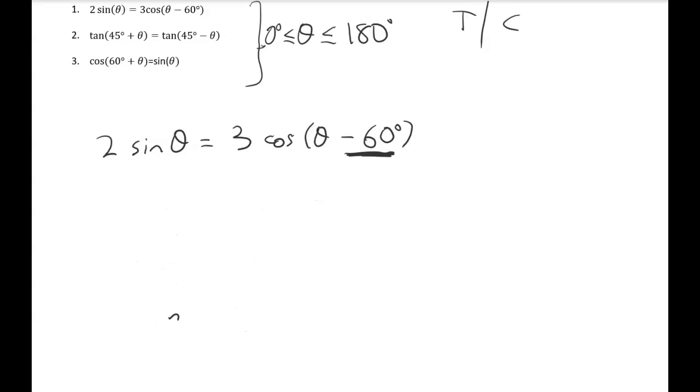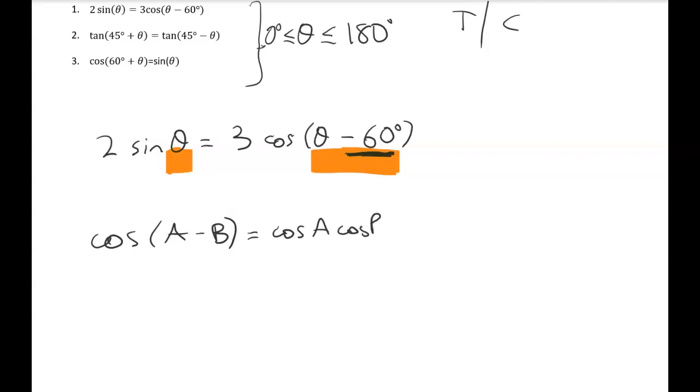So before I can do anything, I have to deal with the fact that here I've got a theta and here I've got something else. And that's where the compound angle identities come in. There are a few of them, but the one we need for this question is this one, that cos of a minus b is equal to cos a cos b plus sine a sine b.